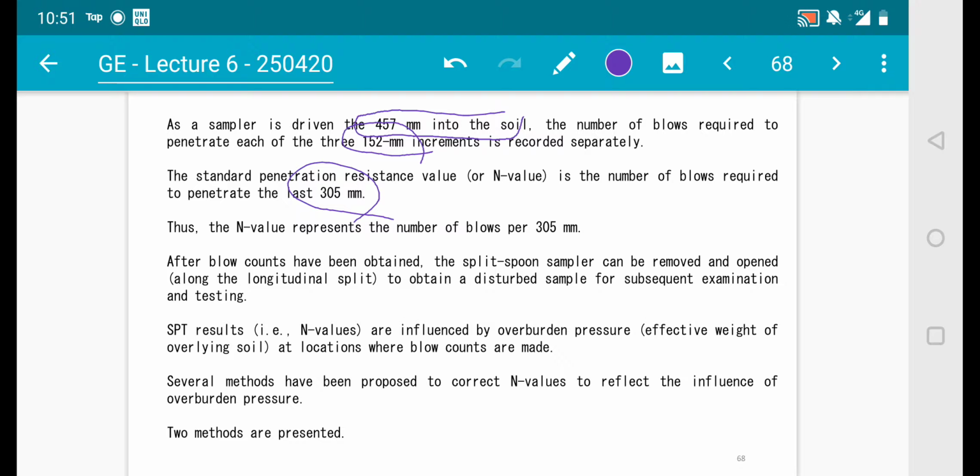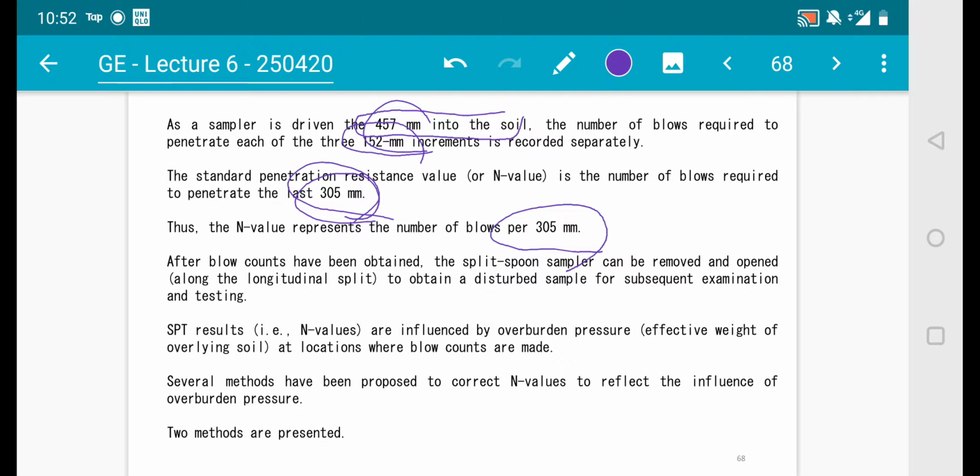Okay, I'm going to show you later how inside the SI. So the N value represents the number of blows per 305 mm, not the whole 457. The number represents the last 305 mm. Okay, the N values.